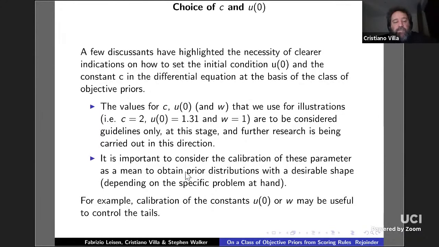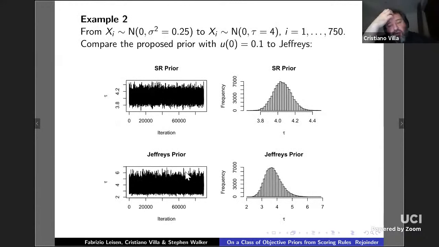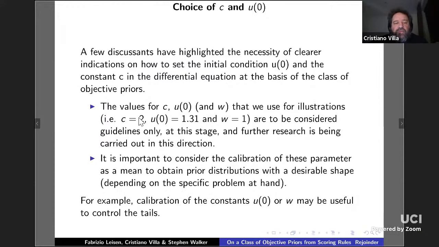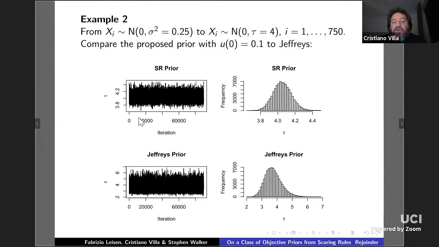And just to show a couple of quick examples, because one of the critical issues that has been brought up in one of the discussions is about the tail of the distribution. In a discussion paper, they say, well, let's assume that I sample 750 observations from a normal with 0 mean and variance 0.25, and I'm using a prior with one of the recommended settings, so C equal to 2, U naught 131, and W equal to 1. And they show that actually there are no issues.